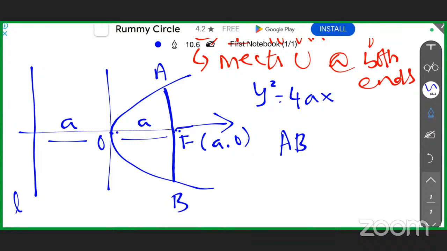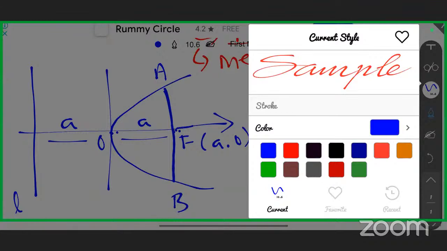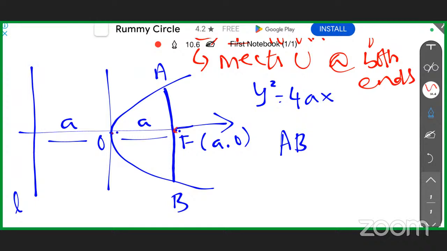So now look carefully. F is my fixed point. I'm taking a general point, some point O.